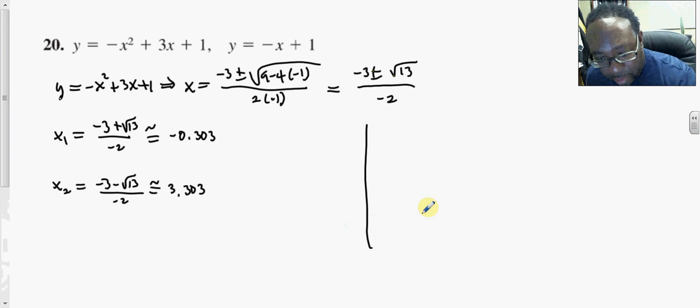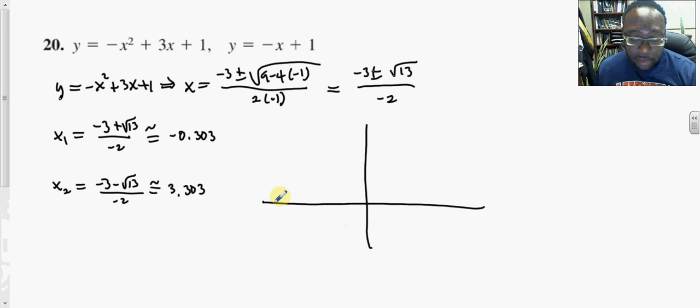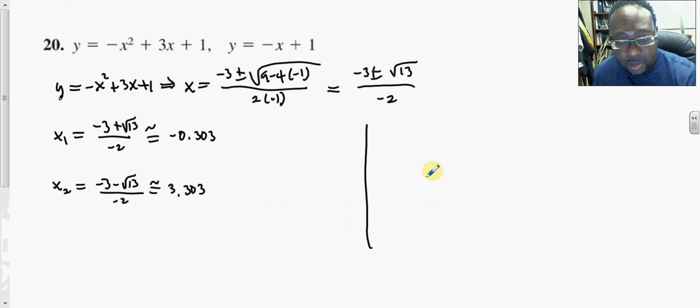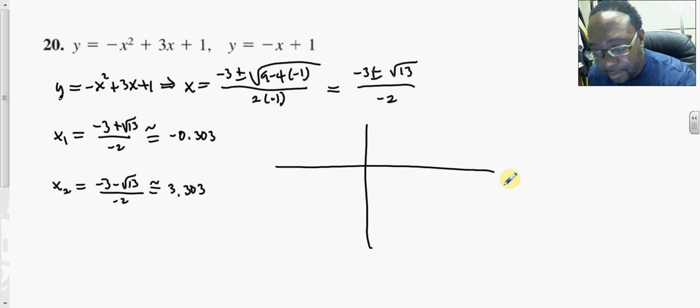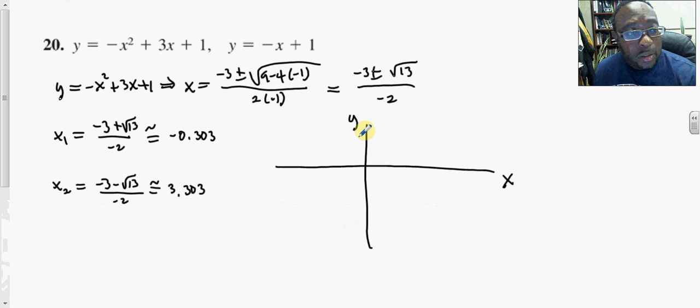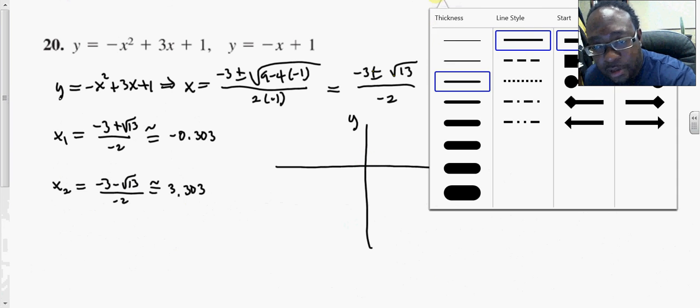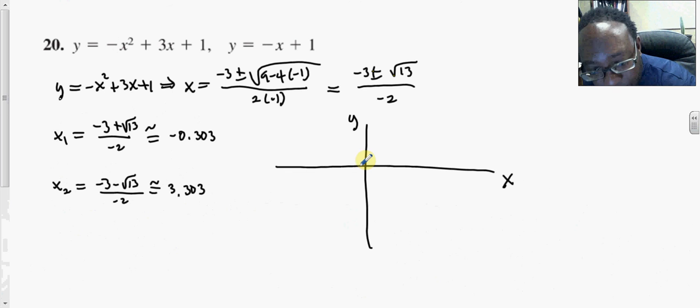So if that be the case, let's do it like that. This parabola concaves upward, so it touches the x-axis. Oh, red would be better. Very close to the origin, and then over here, and we're just going to do something like that.